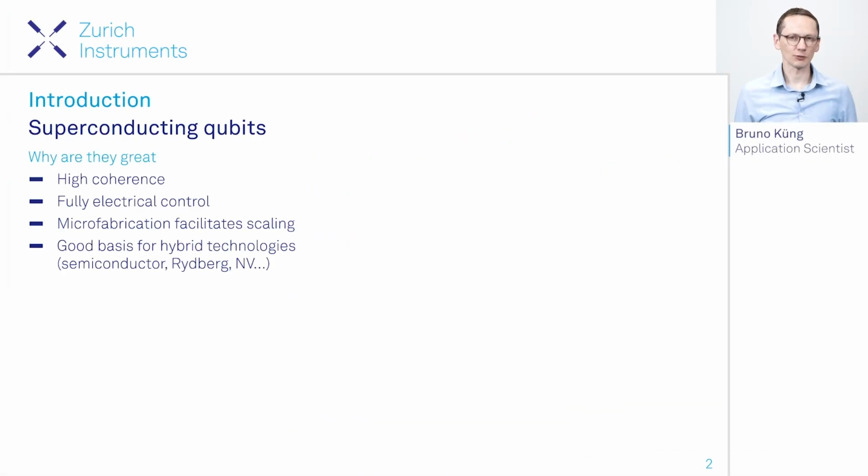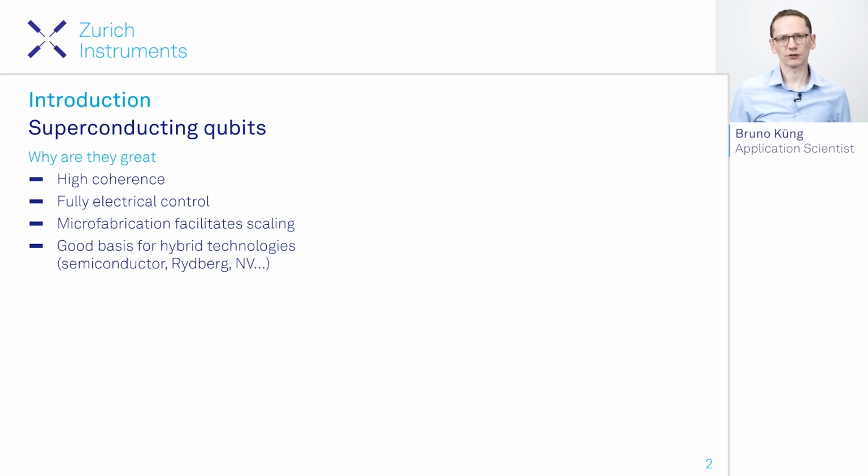Thank you, Mark. Hello and welcome from my side. I'd like to begin this part a bit broadly with the question, why are we interested in superconducting qubits? What is great about them? Superconducting qubits actually combine a number of nice properties. They show really good coherence properties, and it's possible to control them fully electrically. No need for lasers, for instance.